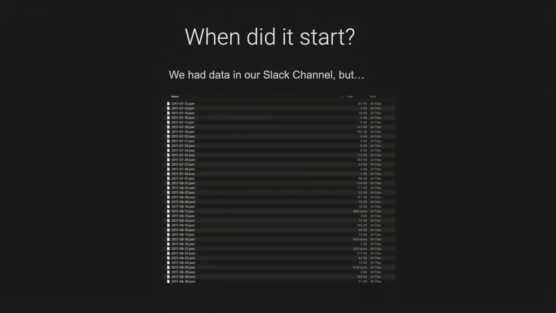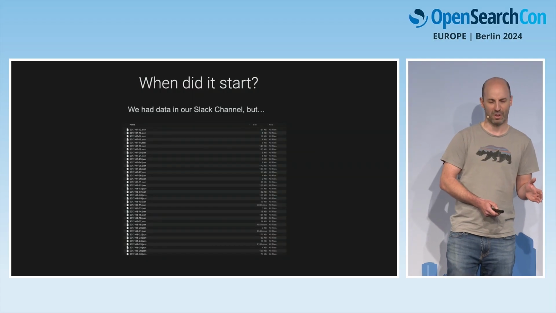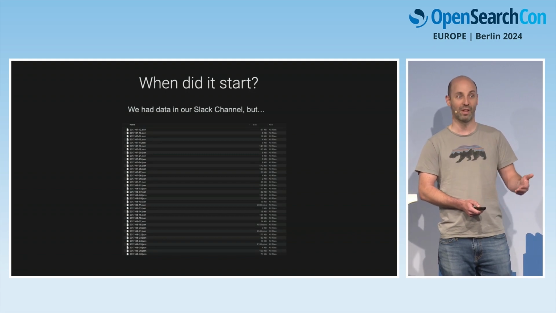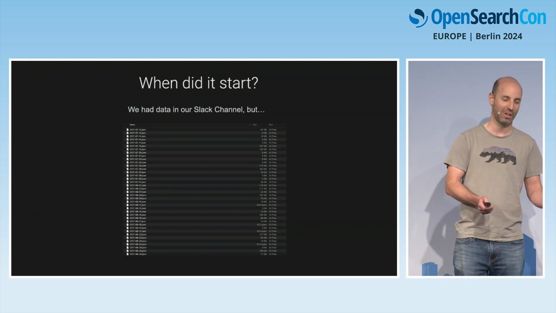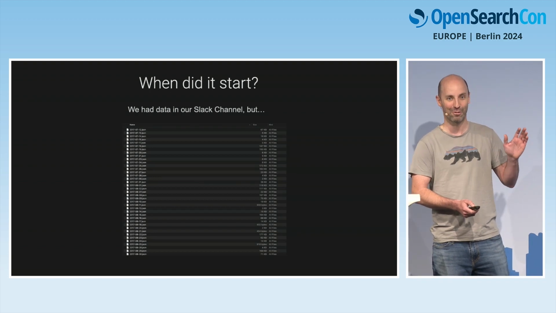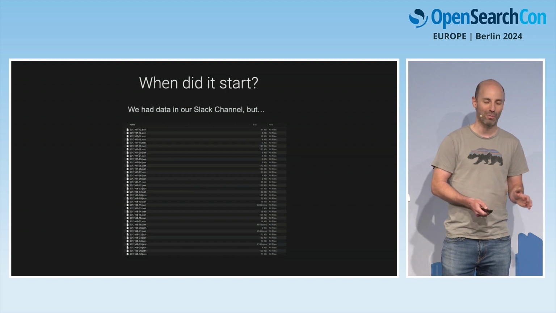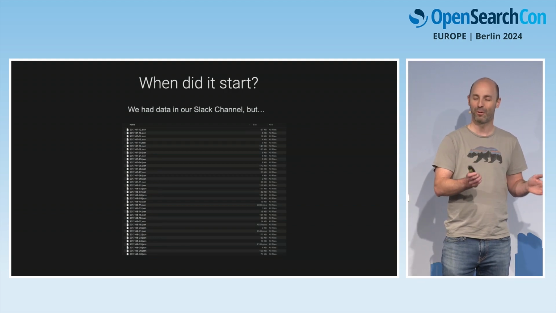So we started to export the data. This took some time, of course. And then we had one JSON file per day from the Slack channel. There was a lot of stuff in there. We had a lot of metrics and logs and so on, but everything in this black hole. Nice.